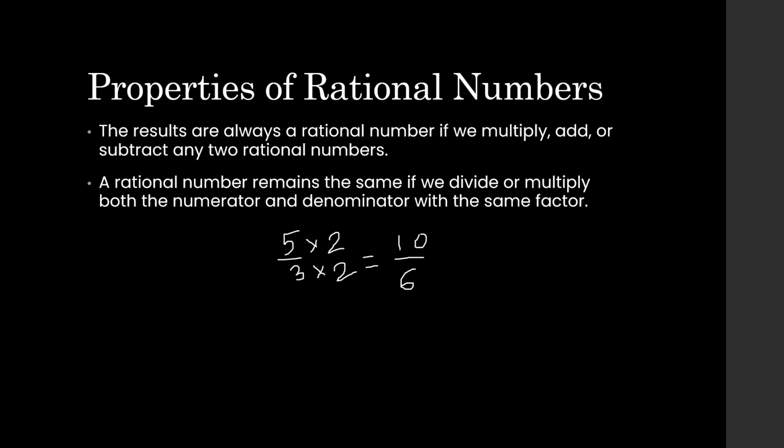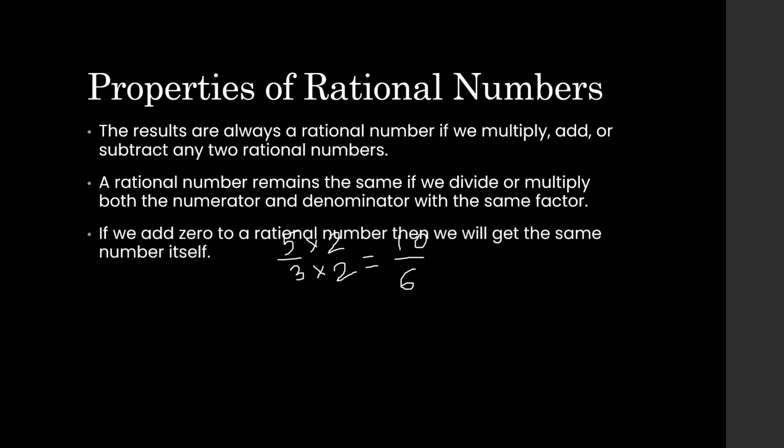So the property says that even if you multiply the numerator and denominator with the same factor, the rational number remains the same. Even if you divide it, it also remains the same. Next, if we add 0 to a rational number, then we will get the same number itself, right? 2 upon 3 plus 0, we are getting the result as 2 upon 3 only. 5 upon 3 plus 0 is 5 upon 3.